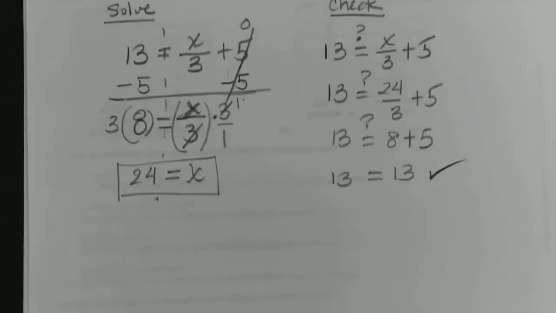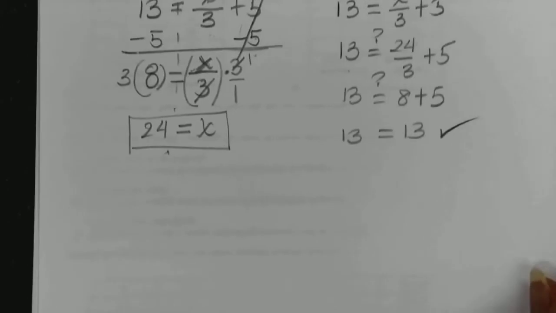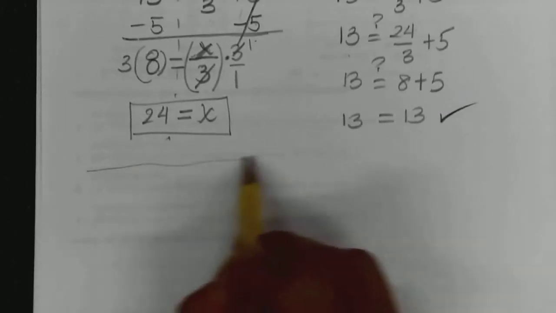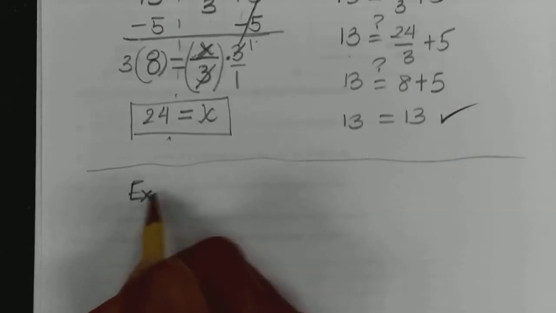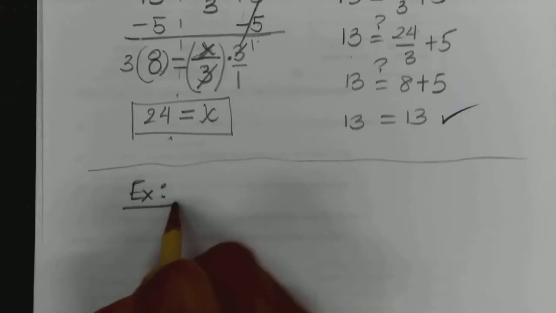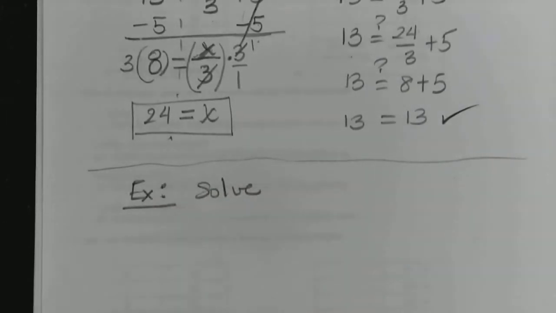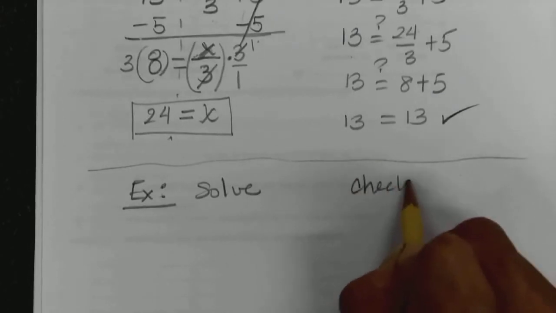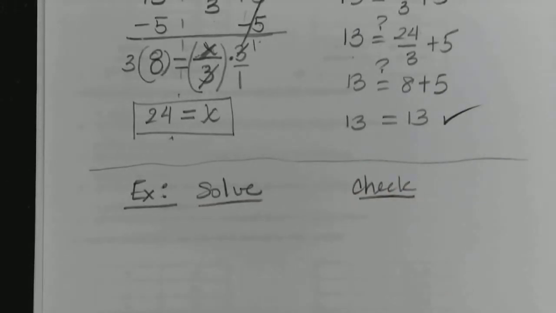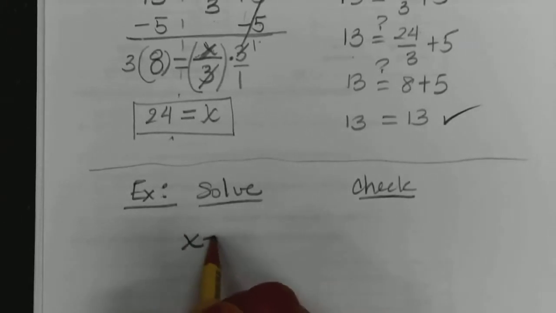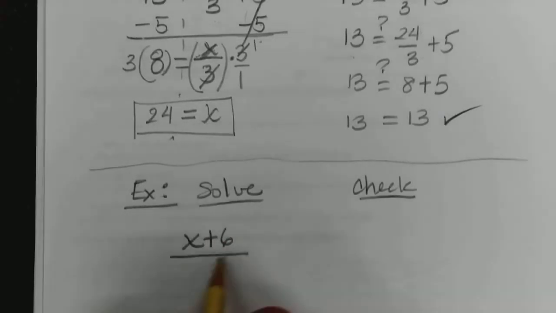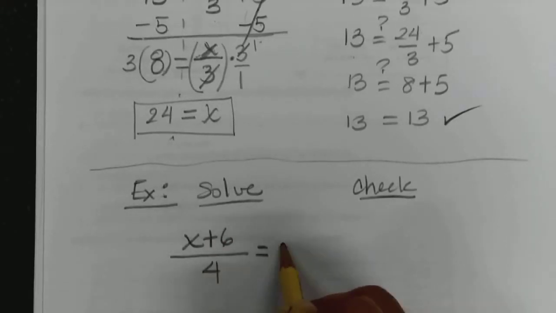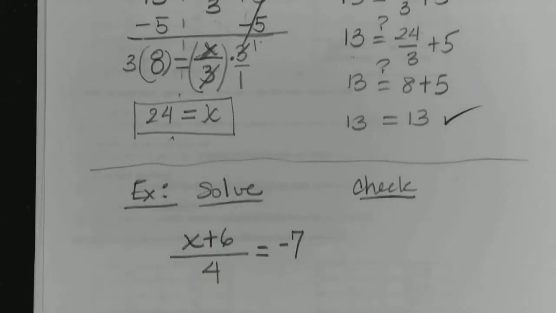All right, ready for this one? This is a doozy. Solve and check. Ready? X plus 6 divided by 4 equals negative 7.